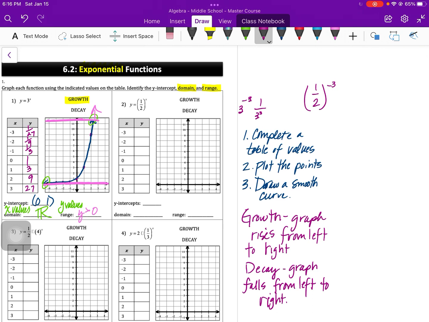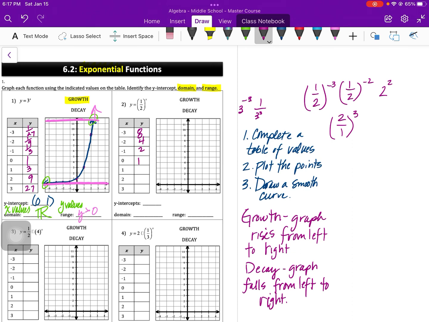When you evaluate with negative exponents, the rule is you take the reciprocal of the base and the exponent becomes positive. So it's 2/1 to the 3rd power, or just 2 cubed, which is 8. Then 1/2 to the -2nd would be 2/1, or just 2 squared, which is 4. And then 1/2 to the -1st is just 2.